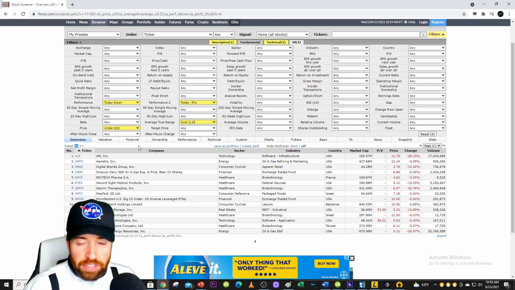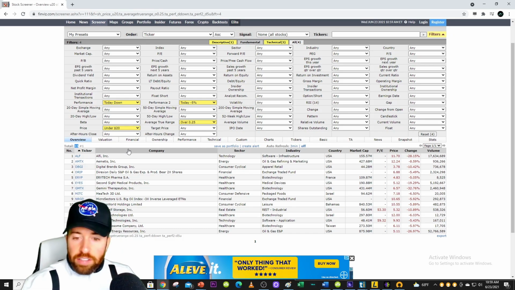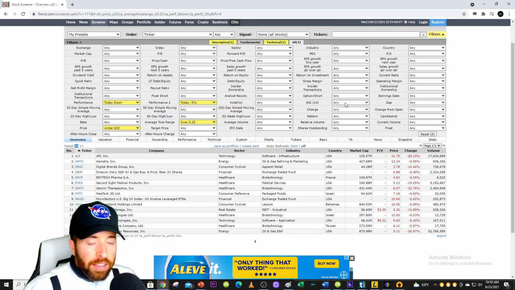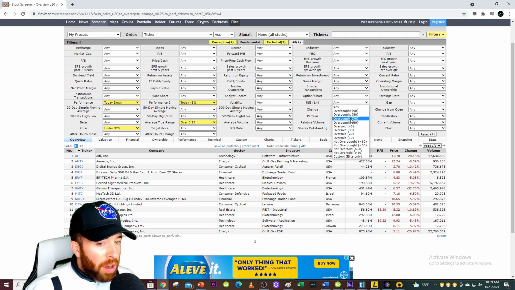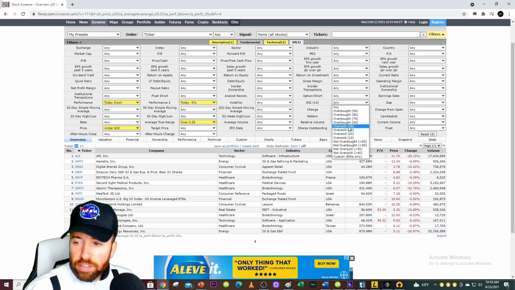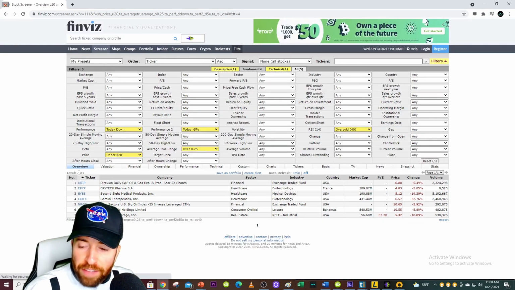Now, what else can we do? We could stop right here and start looking at these plays. Or we can keep getting tighter and tighter and tighter. We can also go with RSI. The RSI is the relative strength index. And we could say, hey, is the stock overbought or oversold? And let's go with oversold with a 40 right here. And what can we do? Now we can filter it down to 7 different plays.